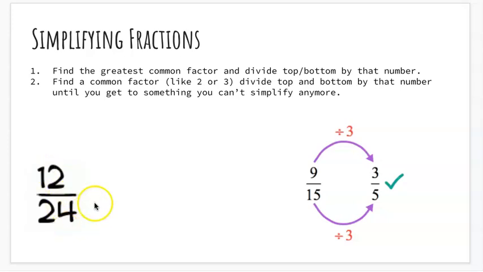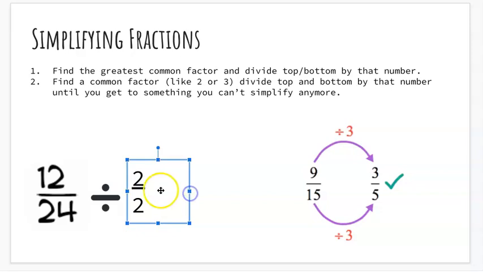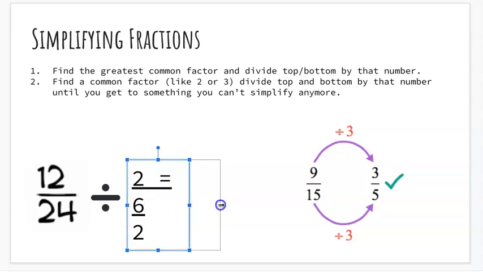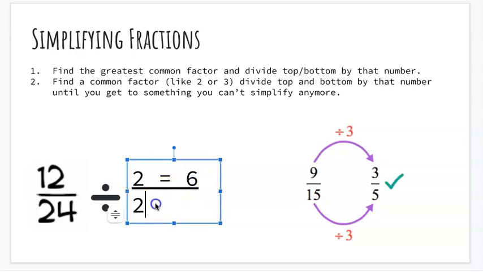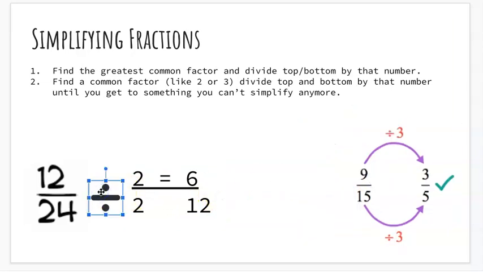So I see that 12 and 24 are both even, so I'm going to divide the top and bottom by 2 over 2. Once I do that, I realize that 12 divided by 2 equals 6 on the top. And then 24 divided by 2 is 12. So it's 6 over 12. And then I could actually keep going and do that again.